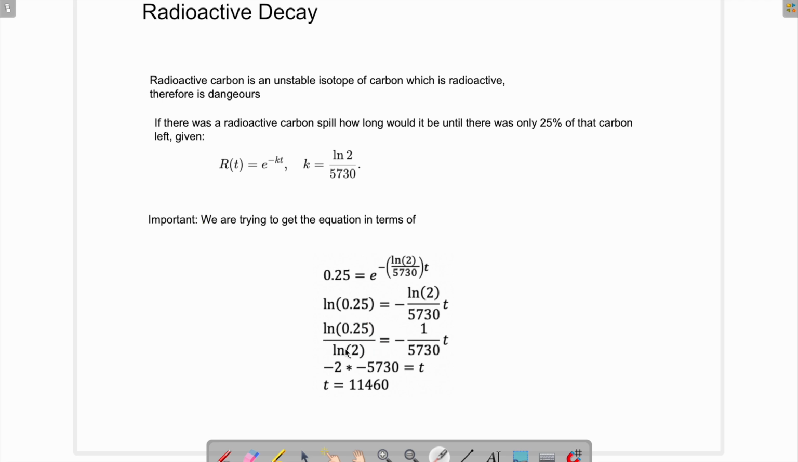When you plug ln 0.25 divided by ln 2 into the calculator, you receive a number of -2. What remained was minus 2 equals minus 1 over 5,730 times t, so multiplying each side by 5,730, we find that the amount of time until 25% of that carbon is left would be 11,460 years. So a very long time, and you probably wouldn't want to visit an area like that for the foreseeable future.